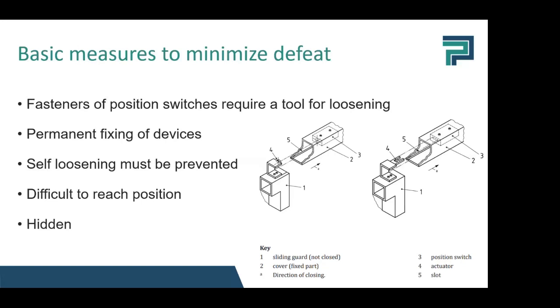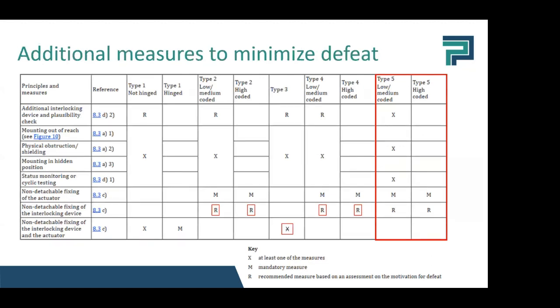I also told you about additional measures for each type of interlocking device. And there's a table in the standard that gives the requirements for each type of interlocking device. The R stands for recommended. The X stands for one of these measures has to be implemented, but not all of them. And the M stands for mandatory, so this measure must be implemented. Now, this table changed a little bit in the new standard, and I marked in red the things that changed.